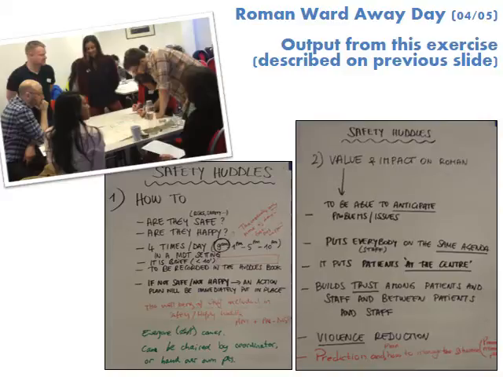And here's the output from this exercise, and you can see the photo there of them working away on it. Here you can see what the team came up with in terms of safety huddles. First of all, how to do them, what are the important components, and you can see the annotations in different coloured pen, where the other groups circulated and added a bit more detail. And then on the second sheet, you can see the staff's reflections on the value and the impact of these ideas on Roman Ward.